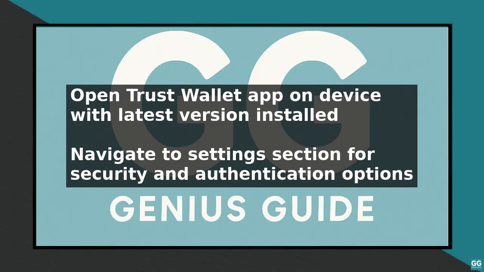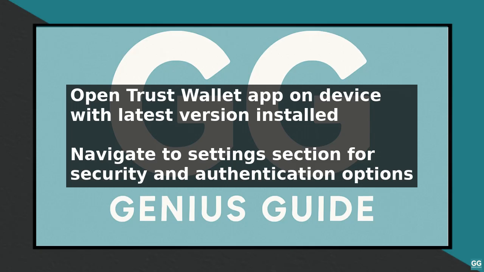To adjust Trust Wallet Face ID login, start by opening the Trust Wallet app on your device. Ensure you have the latest version of the app to avoid any compatibility issues. Navigate to the Settings section, usually represented by 3 horizontal lines or a gear icon, depending on your device and app version. In the Settings menu, look for the Security or Authentication section.